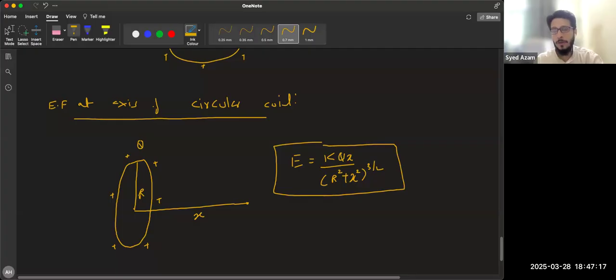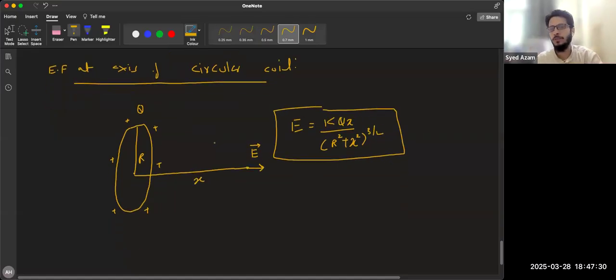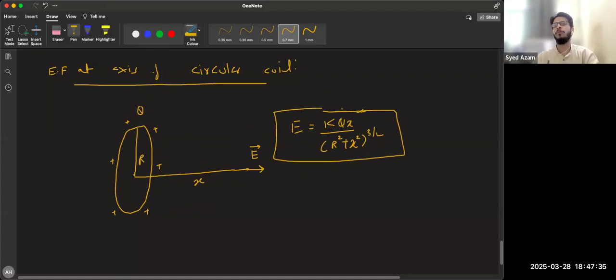And the direction of field, if the charge over the coil is positive, then the direction of field is away from the charge. And if charge over the coil is negative, then the direction will get reversed. The direction will be towards the coil. So this is the electric field at axis of the circular coil. You can even plot it. If using this expression I want to calculate the value of field at the center, what would be the value of X at center? At center, X will be 0. So your field will be 0. The same result that we wrote.